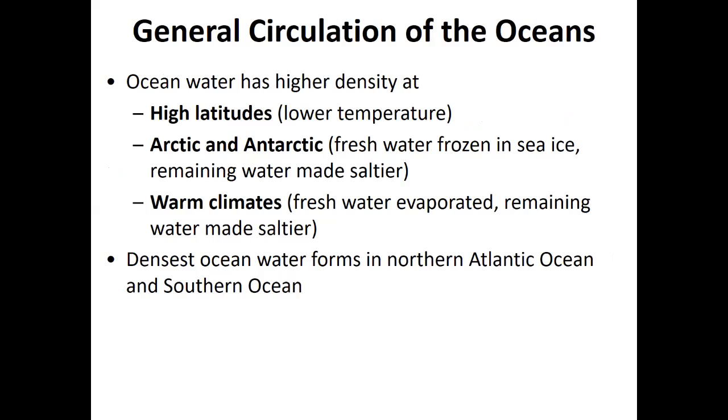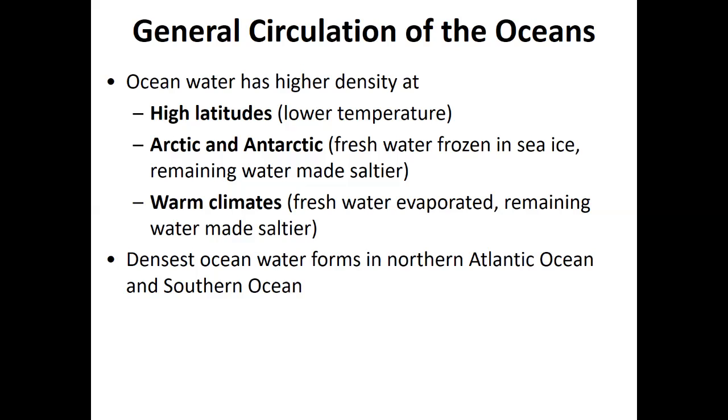What happens at high latitudes near the poles is the water is much cooler. Near the Arctic and Antarctic, whenever the water freezes to form sea ice, the salt is left behind in the water, so the water becomes saltier. So the water at high latitude is cooler and saltier, which makes it denser. And so it causes that water to sink. And then water rises from the depths near the equator.